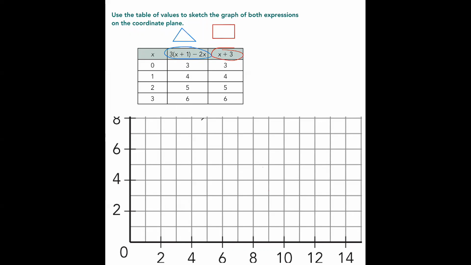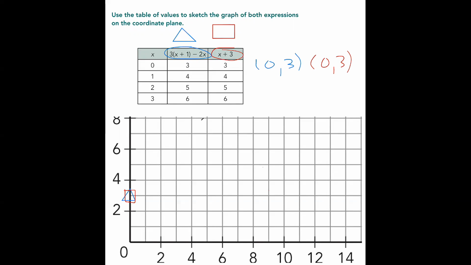So let's take a look at our points. If you look at our first expression, the coordinates we actually come up with are 0, 3. And if we go over to our graph here and plot the point, we go over 0 points and up 3 points, we can make our blue triangle right here. Now you'll also notice the same thing happens for our red value. The coordinates are 0, 3. So if we come over and plot the same point and put a red square there, we can see that they're the exact same point.